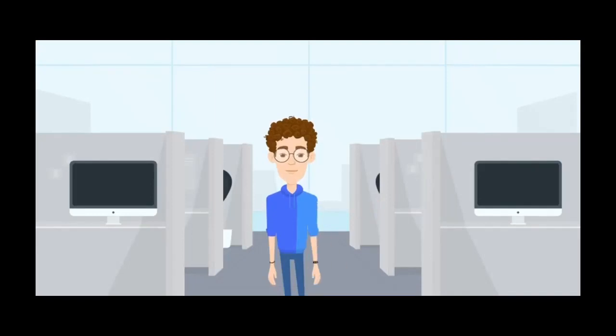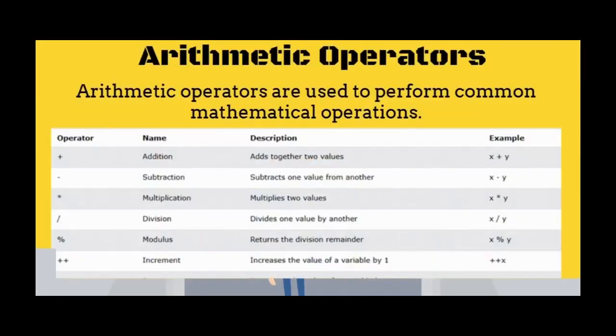C divides the operators into 5 groups: arithmetic operators, assignment operators, comparison operators, logical operators, bitwise operators. Arithmetic operators. Arithmetic operators are used to perform common mathematical operations. This table represents all of the operators with an example. We will use these operators in the exercise later.